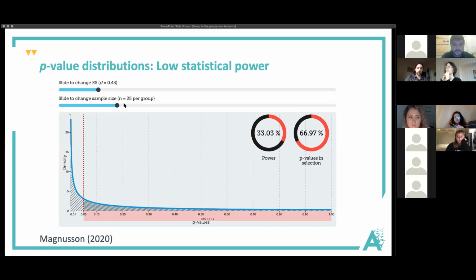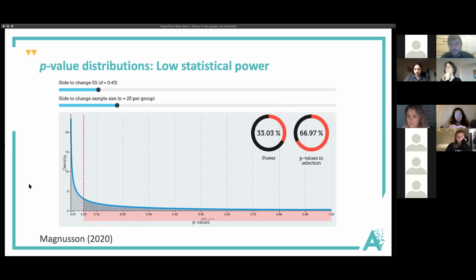So rather than 80-odd people per group for a medium effect, we're now looking at 25 per group. We're still assuming that there is an effect, but the distribution slightly changes. So rather than 80% between 0 and 0.05, we now have 33% of them, and then 67% are between 0.05 and 1. So this is where this idea of low power comes in.